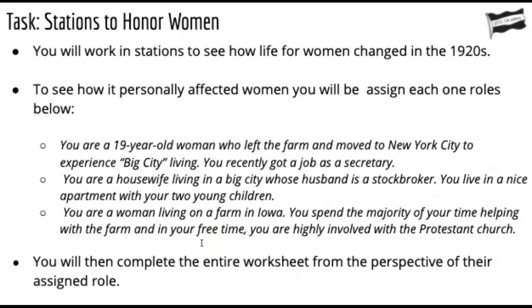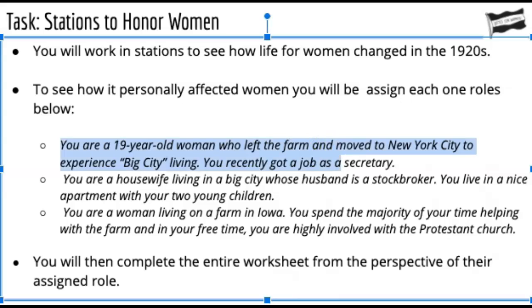Today, you're going to look at five different stations that are pictures, graphs, images, and text. And you're going to be assigned a role. You're already assigned a role, and all you have to do is click the assignment, and then you're already in the role. I split up the roles into three roles. Some of us are going to be a 19-year-old woman who left the farm and moved to New York City to experience big city living, and you are a secretary.